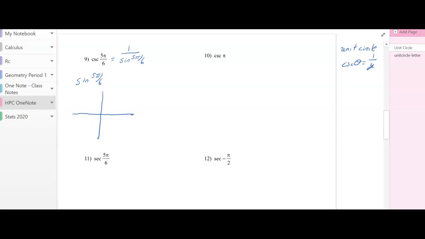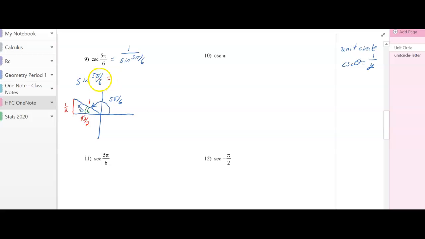So 5π/6 is 5π/6s, so 5/6 of 180, so 150 degrees. So here's the angle, 5π/6. The little reference angle, this little angle that goes to the x-axis, is π/6. Again, I'm going to drop the altitude, label the hypotenuse 1. Across from the 30 degrees, which is the π/6, is 1/2, and that's √3/2.